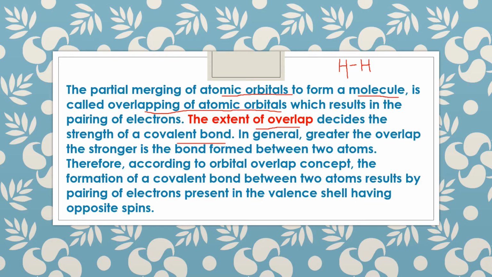And according to this orbital overlap concept, the formation of a covalent bond between any two atoms results from pairing of electrons which are present in their valence shell. But the only thing that we have to keep in mind is that they should have opposite spins. Only then the pairing is possible. Otherwise, they will be repelling each other. So this is the proper way of showing an electron pair while the formation of a molecule.